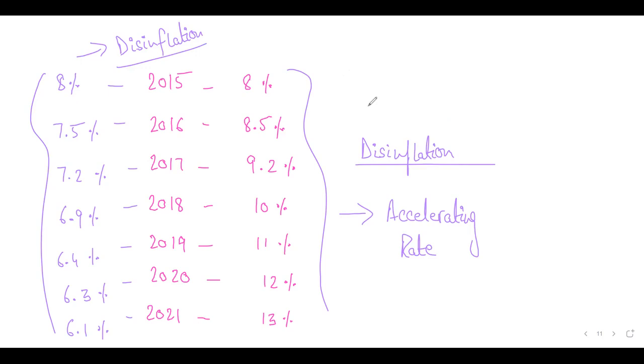Okay, I got you. Now, students, that's an important thing, and I'm glad you brought this up. So let's do some calculations. I'll give you two examples, one of accelerating rate and one of decelerating rate, which is disinflation. Now students, think about this.